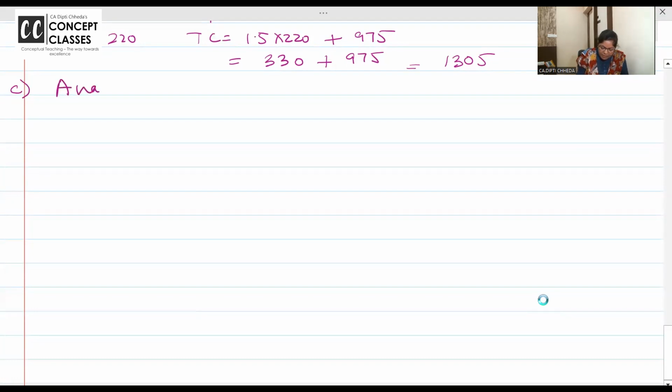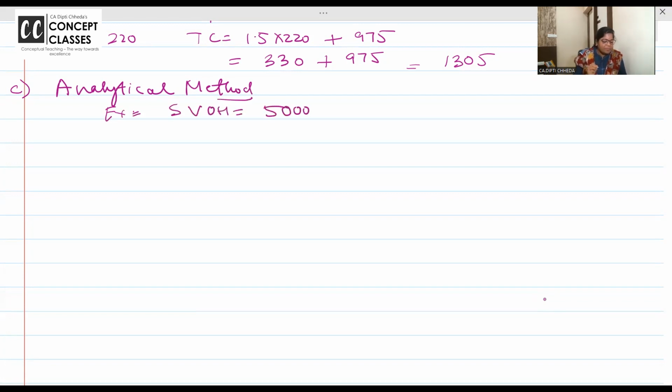Analytical method. You know what they do in the analytical method? Suppose the semi-variable overhead, let us take one example, is 5,000. And they analyze by some point method and all that variable cost is 60% and fixed cost is 40%. They just analyze and keep it. So what will be the variable cost? 3,000. What will be the fixed cost? 2,000 in semi-variable. How do they do it? By some point method, by survey method.